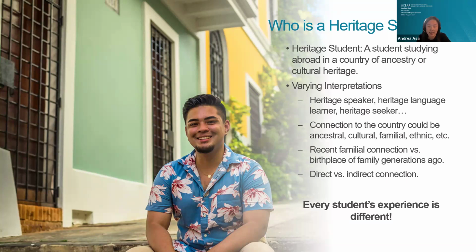The connection that a heritage student has to the country may be ancestral, cultural, familial, etc. Their family may have a very recent tie to the country, or it might be the birthplace many generations ago. A student might have a direct connection to the country, such as a long line of ancestral history, or a more indirect one, such as cultural ties due to migration or adoption. Each student's experience is different and unique, which you'll notice is an overarching theme for the remainder of this presentation.